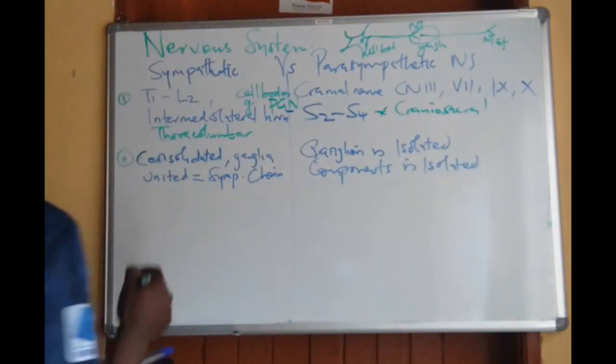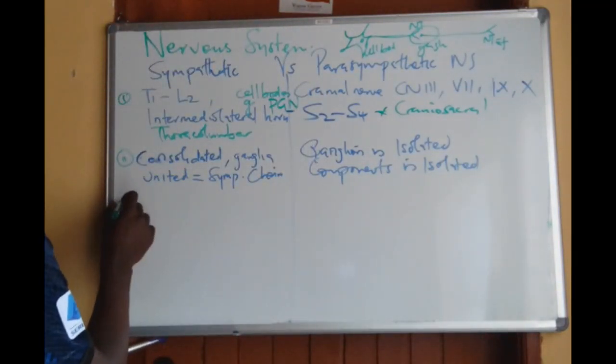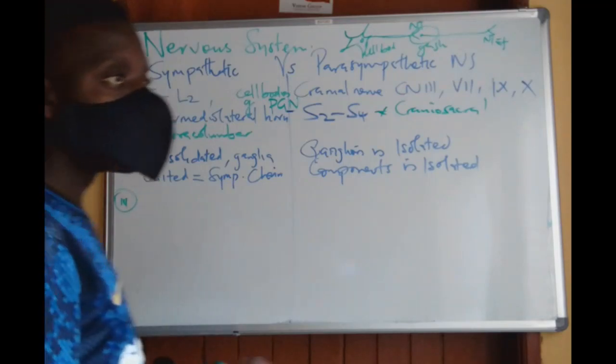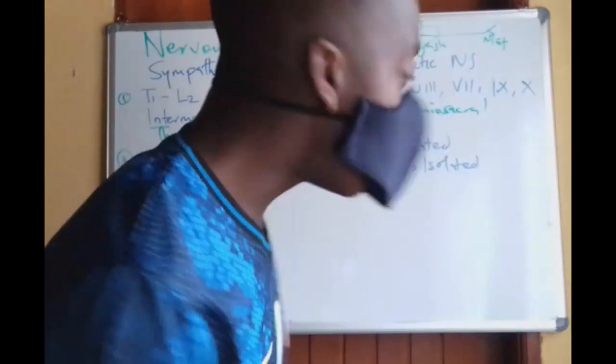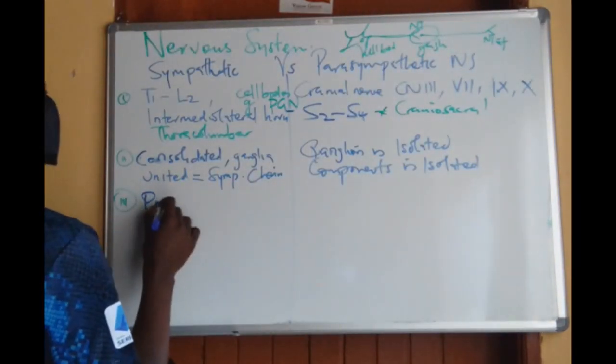The third difference we can talk about. Allow me to talk about the preganglionic fibers. How do they appear? Preganglionic fibers.